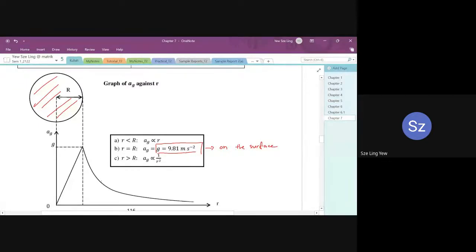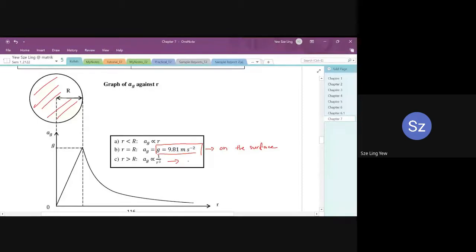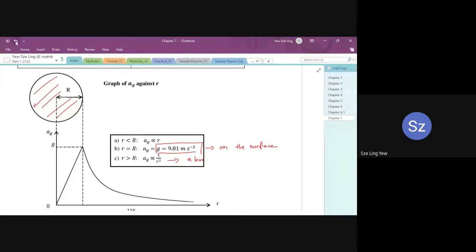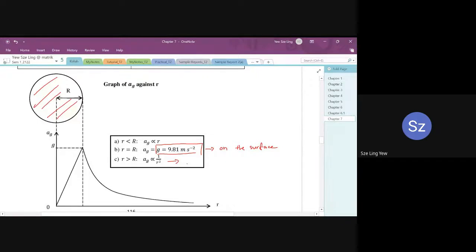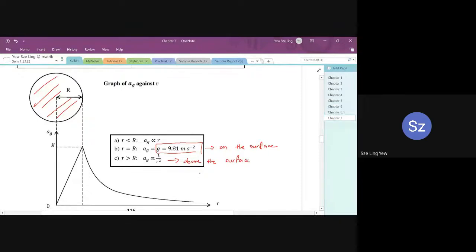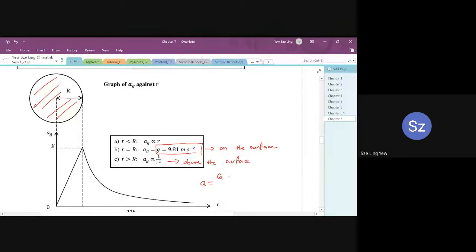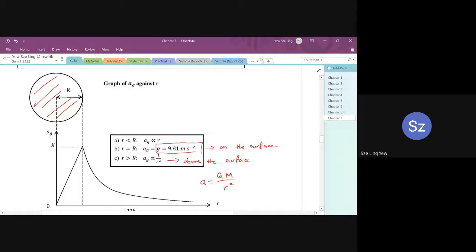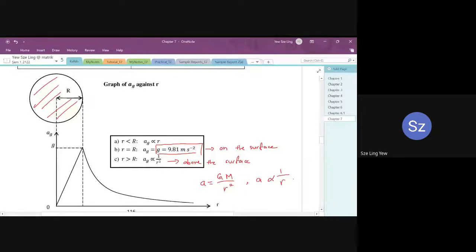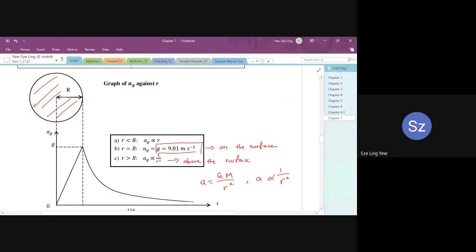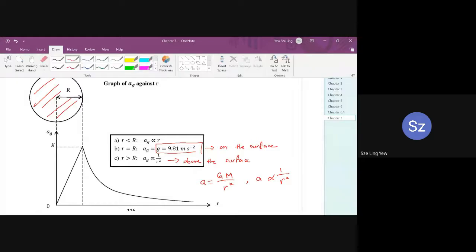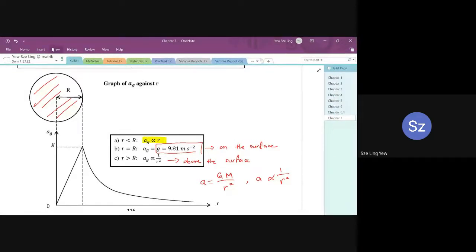So when it is above the surface, then we apply the equation a equals Gm over r squared. Therefore the relationship between a and r is that a is inversely proportional to r squared. When it is inside the surface, the only thing that you have to know is the relationship between a and r: they are directly proportional.